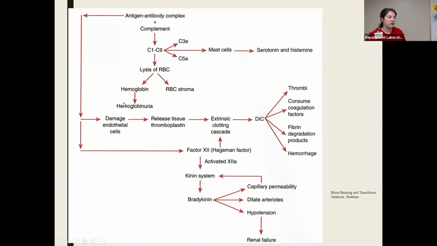So you'll have hemoglobin, which could be released into the urine. Your endothelial cells are going to be damaged. Tissue thromboplastin is going to be released, activating the coagulation system. And then your patient could go into DIC. And then also, it could ultimately go into renal failure as well. So this is how serious intravascular hemolysis is. Typically, you will see this for the wrong ABO.